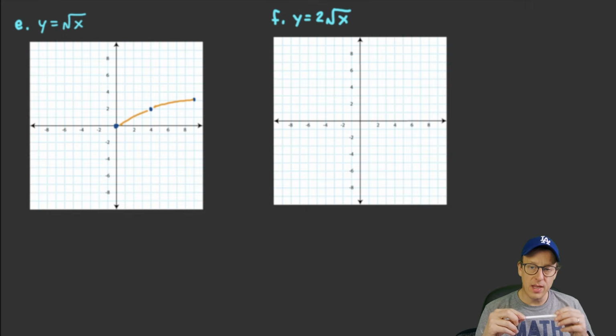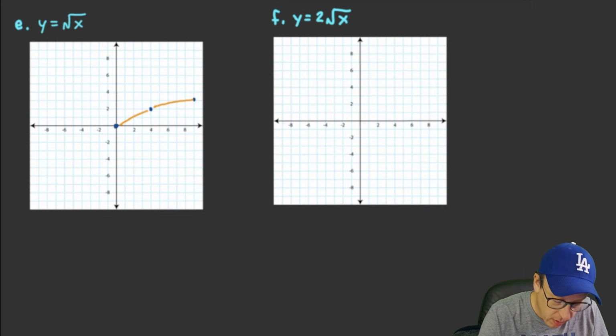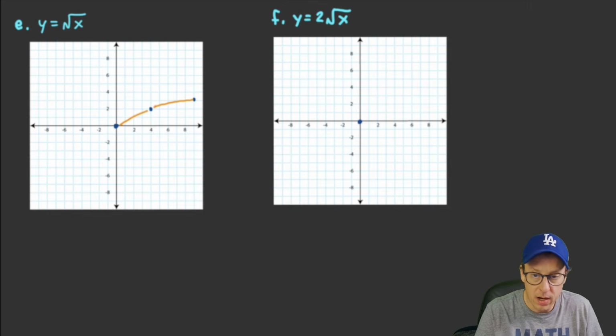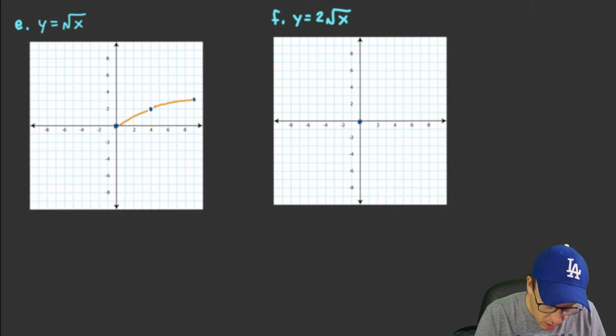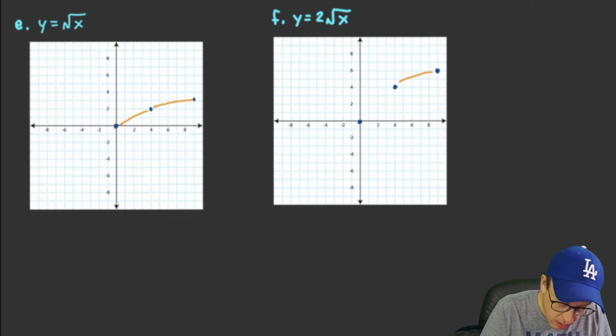Now, if we get the square root function and multiply it times 2, it's just going to move away from the x by 2. That's all it's going to do. So we'll still have our point right here. But for 4, like this, it's going to be in this vicinity. And then for 9, it's going to be in the 6th vicinity like this. And then we can draw it in there like that.